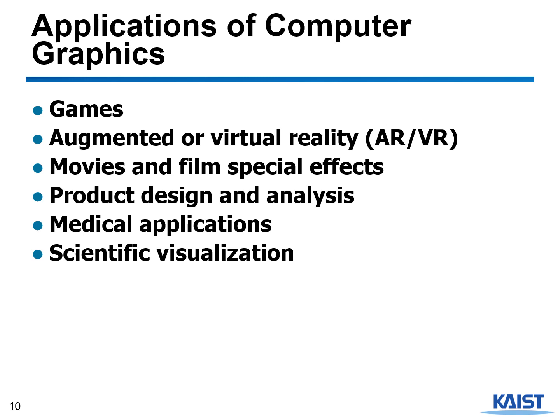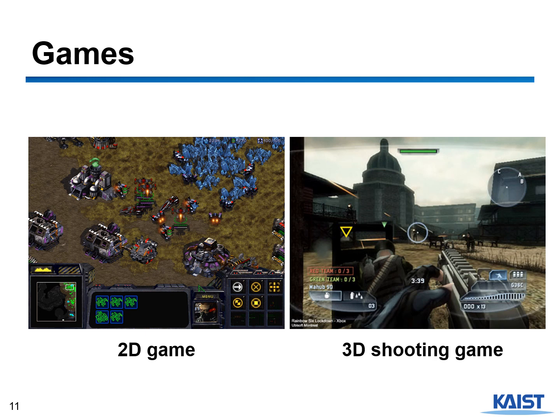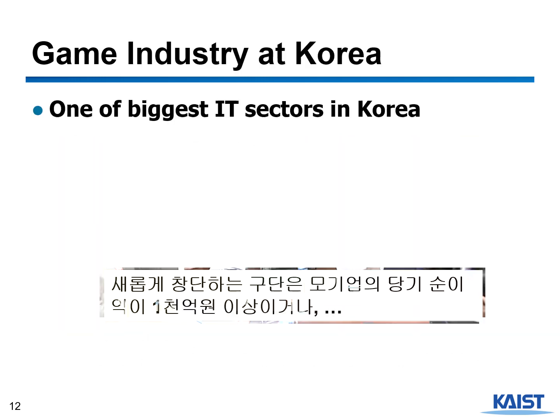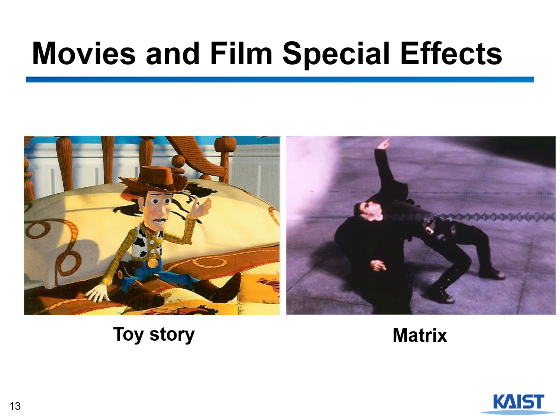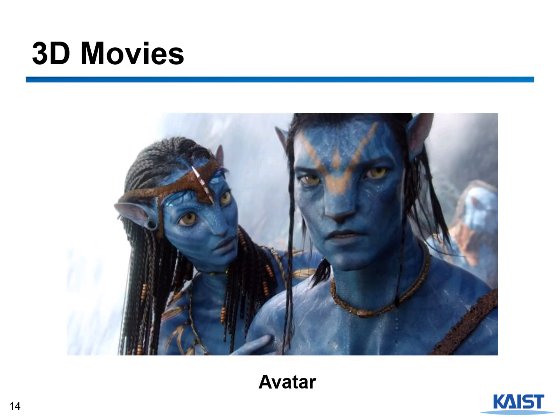As you can see, there are lots of applications of computer graphics. You know the 2D games; some of you may know this game. And as you can see, the game industry is one of the biggest IT sectors in Korea. There are also many movies and film special effects. Here are some well-known movies, kind of old ones, that were made out of lots of computer graphics techniques. Also, this Avatar 3D movie.